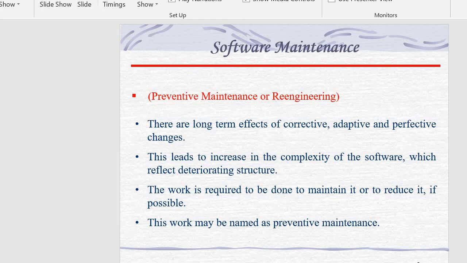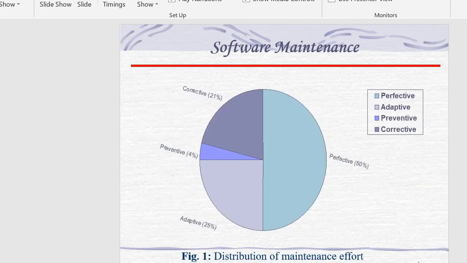Looking at corrective, adaptive and perfective maintenance, we make changes, and these changes have long-term effects. How do we minimize these long-term effects? They may lead to an increase in the complexity of the software, which reflects in the writing structure. So work is required to maintain it or to reduce it if possible, and this particular work is known as preventive maintenance.